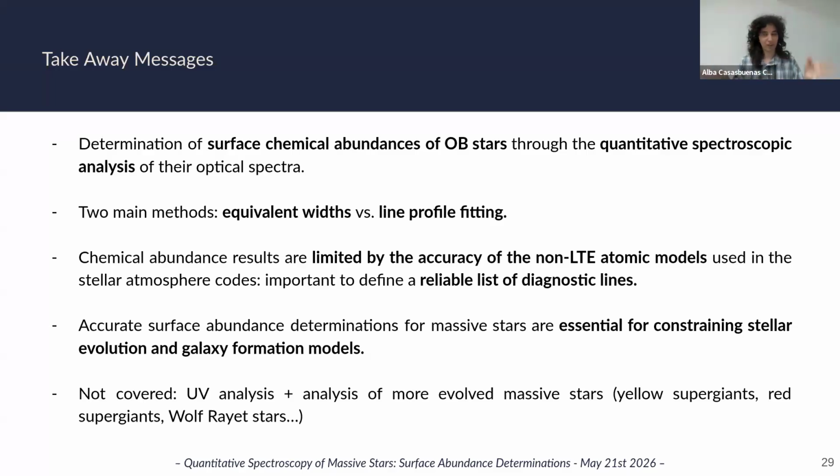And finally, I also wanted to highlight again that we did not do a very comprehensive study of everything you can do with this very wide topic. There's a lot of things that are missing. For example, what we can do in the UV analysis when we study all of the lines that appear in the UV. And for example, also the possible analysis of more evolved massive stars in other evolutionary stages. But that was all. I hope you enjoyed the lecture, and thank you.